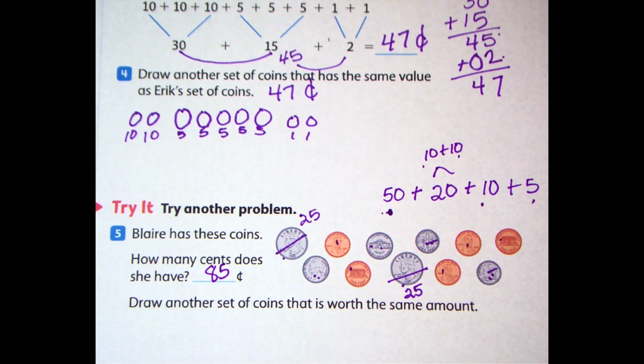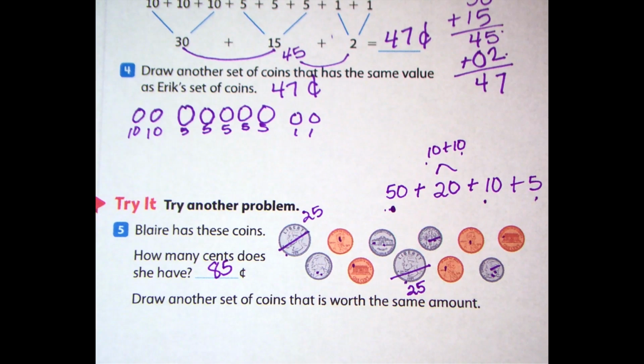Alright, I'm going to leave you to try this on your own. You're going to draw another set of coins that is worth the same amount. So find some different coins other than this that's equal to 85 cents. Now one possible answer, we can put 3 quarters, 1 dime. Okay, that would make 85 cents.